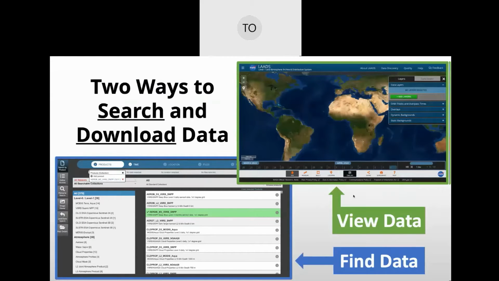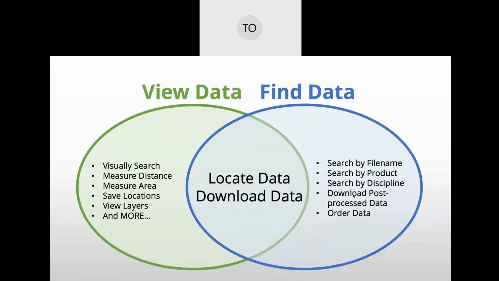LAADS DAAC provides 2 ways to search and download data. As you can see here on the top right, we have View Data, which is our newest tool, which was just released within the last month or so, and Find Data, which is our established tool that has been the way to find, search, and download data in the past. Now, both of these products have some things in common. Yes, they both allow you to locate data and download data, but there are some very, very large differences.